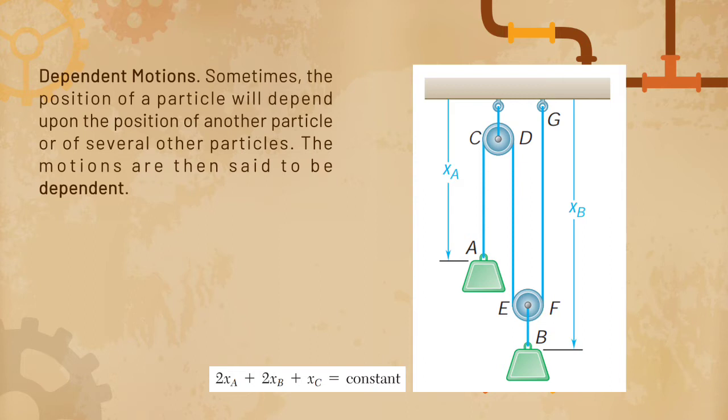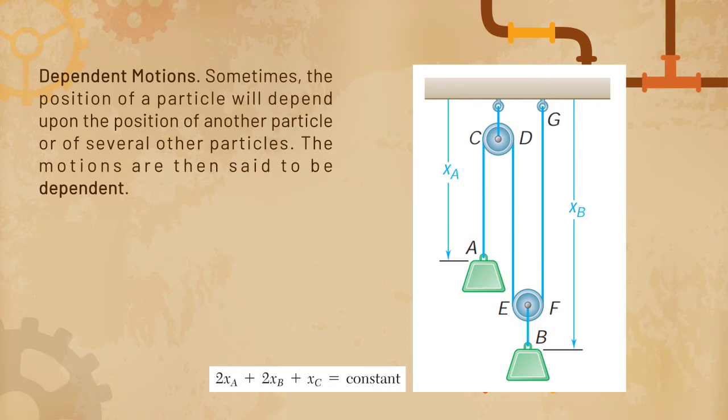Observing that the length of the segment AC differs from x sub A only by a constant, and that similarly the lengths of the segments DE and FG differ from x sub B only by a constant, we can write x sub A plus 2 x sub B equals constant. Since only one of the two coordinates, x sub A and x sub B, can be chosen arbitrarily, we say that the system shown in the figure has 1 degree of freedom.